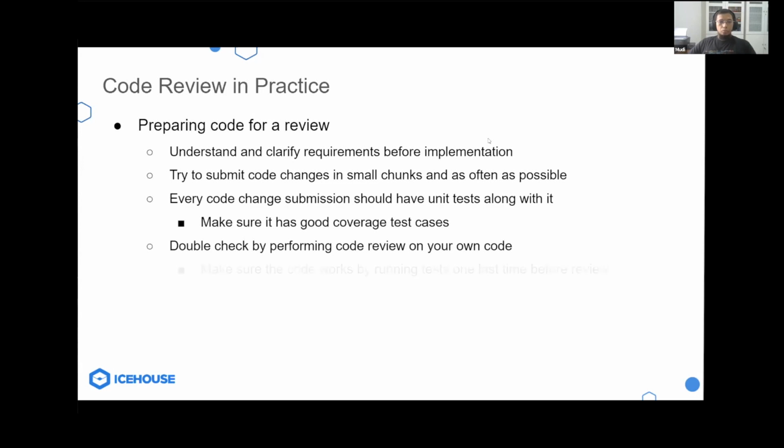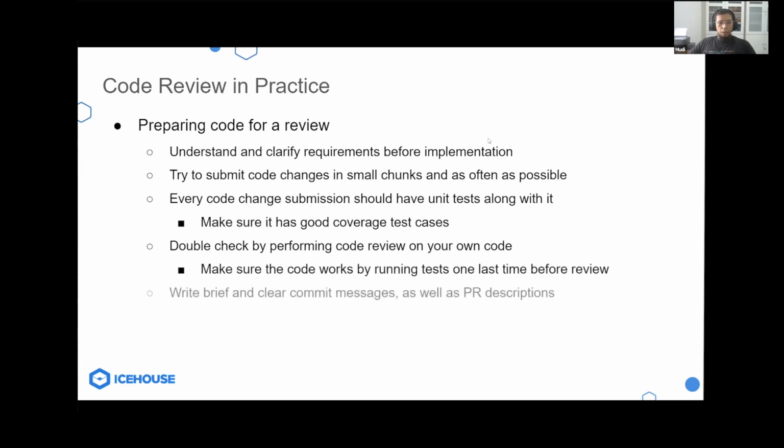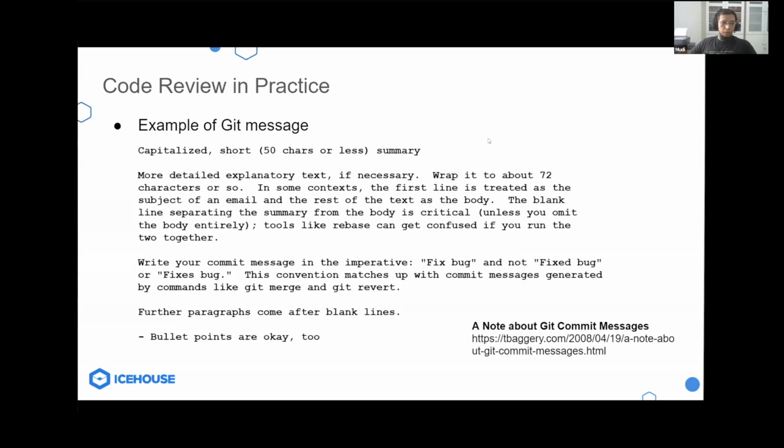And also, we need to write brief and clear commit messages, including pull request descriptions, to help reviewers quickly understand your code without headaches. This is also important for better log and tracking history. Okay, so let's take a look here at the following Git message example. This is a good example of how the commit message should be structured.